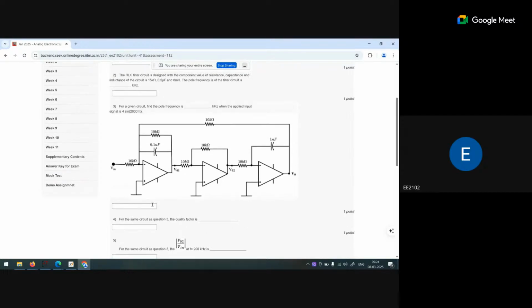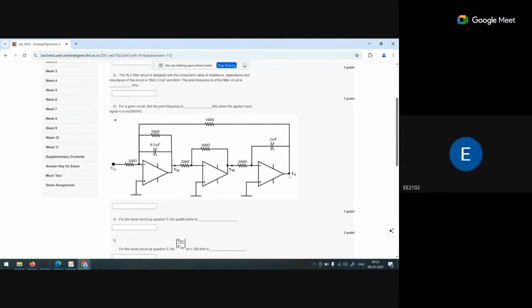For the same circuit. Okay. So first of all, what you have to do is take the transfer function of this one. If we are talking about Vi upon V naught, what is Vi upon V naught? Do you know how we solve this type of question? No, sir, that's the main problem.